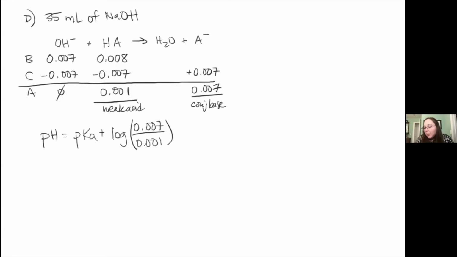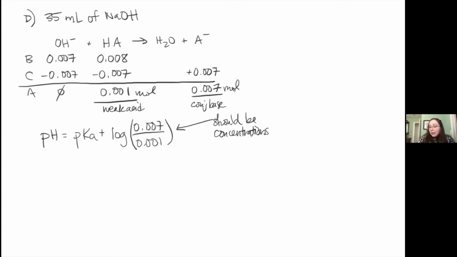Now, I do want to point out, these should be concentrations. I'm just putting in the moles here because the volumes are the same for the top and the bottom and they cancel out. So because it's a ratio, I can put it in this way. But remember, anytime you're done with your BCA table, these are always in moles, not molarity.